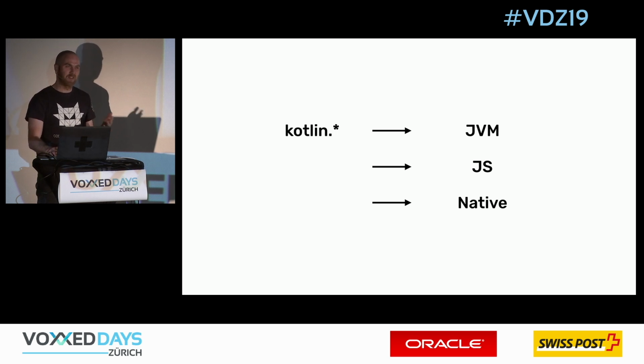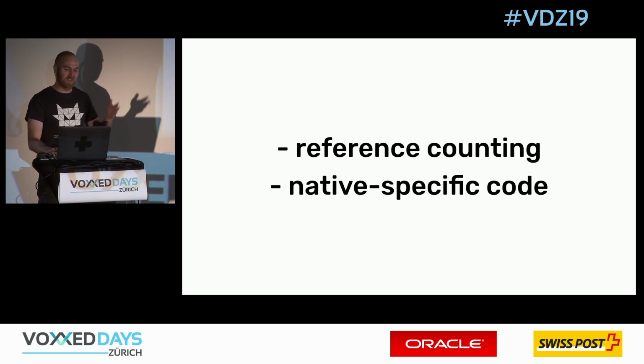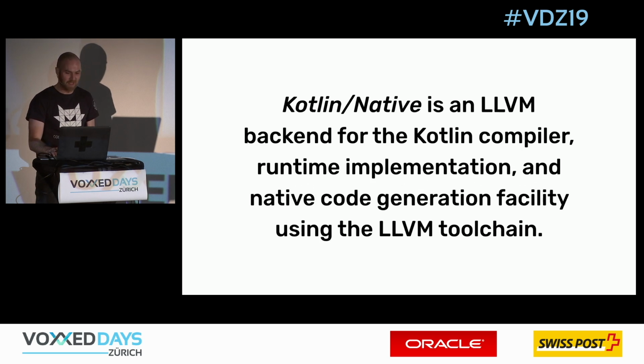So that's what it means to have runtime implementation. Basically, Kotlin Native re-implements all those standard library classes in Kotlin. Also, Kotlin Native has reference counting and native specific code, which we'll see a bit later. And so hopefully this definition makes a bit more sense now.